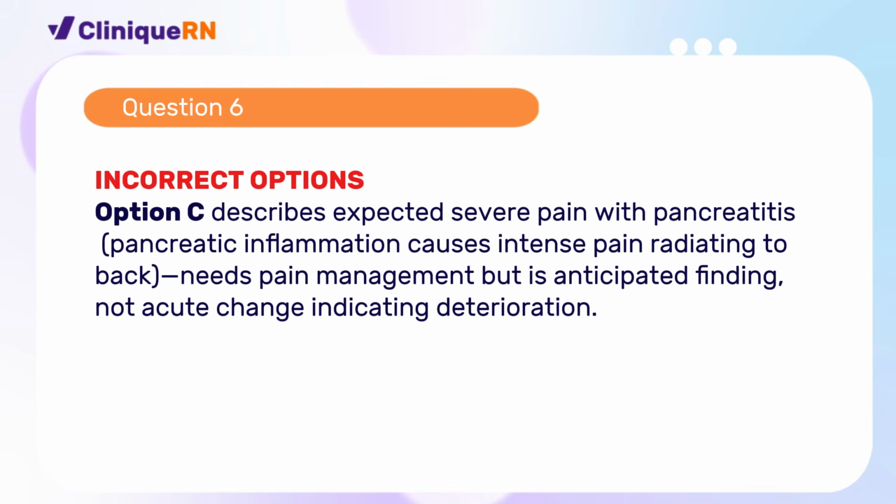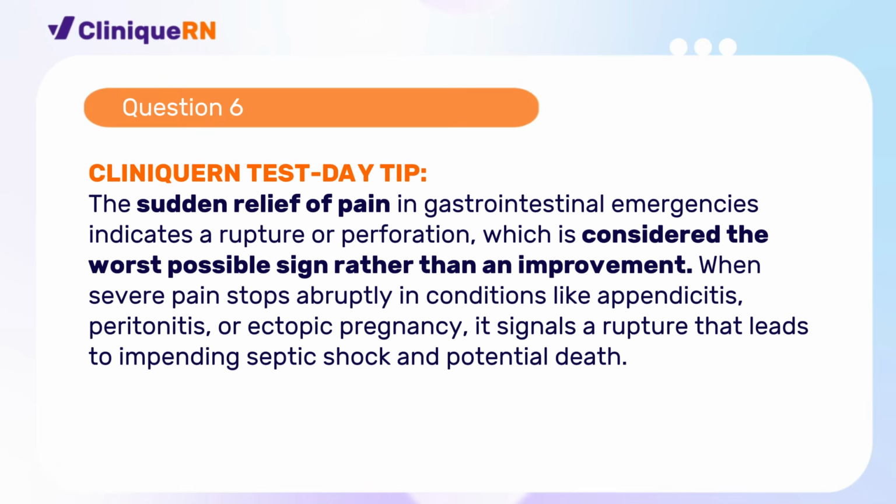acute change indicating deterioration. Clinic RN Test Day Tip: The sudden relief of pain in gastrointestinal emergencies indicates a rupture or perforation, which is considered the worst possible sign rather than an improvement. When severe pain stops abruptly in conditions like appendicitis, peritonitis, or ectopic pregnancy, it signals a rupture that leads to impending septic shock and potential death.